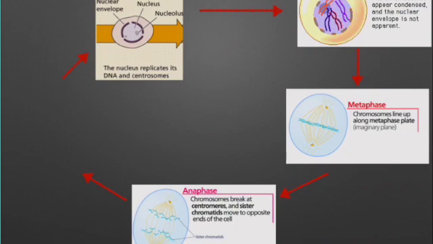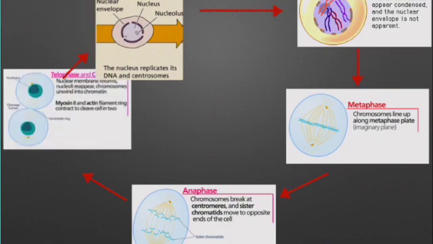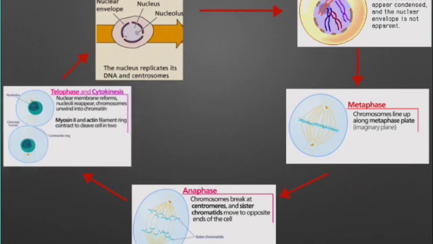Then we have our anaphase. Anaphase is when the centrioles pull the sister chromatids apart from the nucleus, from the center, and they start pulling them to the poles. And then the centromere also is breaking in this stage. And then our last stage is telophase, and in combination with cytokinesis. So in telophase, your chromatids have reached your poles, and the cells begin to divide.